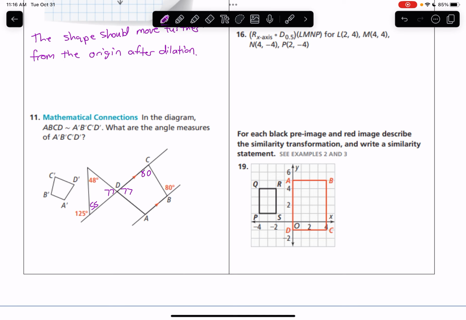Then I can also tell that this 80 is a linear pair with this angle right here, which means it's 100, since 100 plus 80 is 180. And then since I know that all of the measures of my quadrilateral add to 360, then I can just do 360 minus 77 minus 80 minus 100 and find that A is 103 degrees. So I'll copy them down here. A prime will be the same. It'll be 103. B prime will be the same as B. That will be 100. C prime will be the same as C, which is 80. And D prime will be the same as D, which is 77.